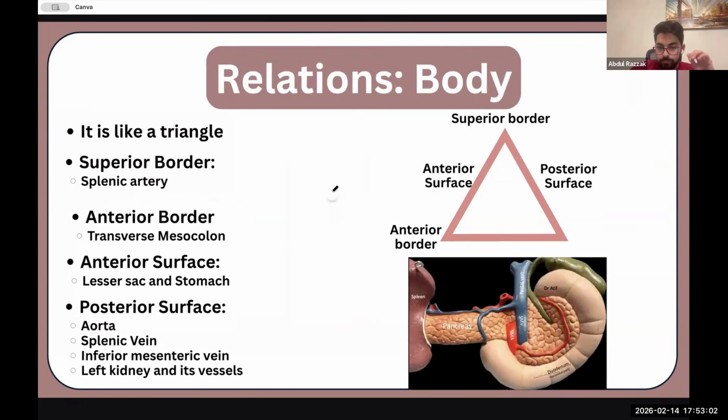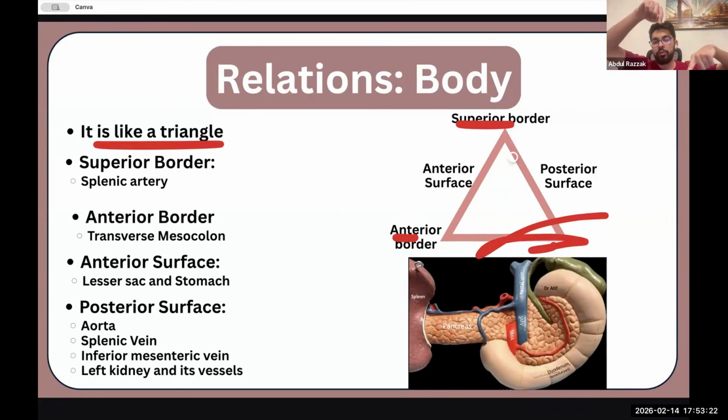Okay, next is the body, and it has a triangular shape, not exactly like this, but this is only for the sake of explanation, okay? Like any triangle, it has a superior angle, anterior angle, and a posterior angle, and anterior and posterior surfaces, and the bottom surface. We don't care about those, okay?